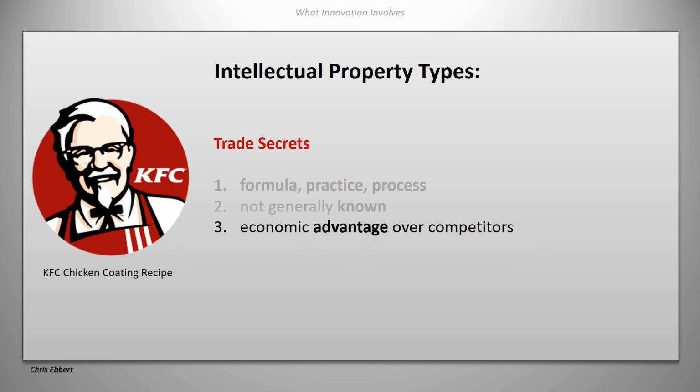And I'm using KFC here as an example because the coating they apply to their fried chicken is a trade secret. It is not patented. You cannot walk into a patent office and read up on the KFC chicken coating patent. It doesn't exist. Why would they do such a thing? Why would they not want to protect it with a patent?